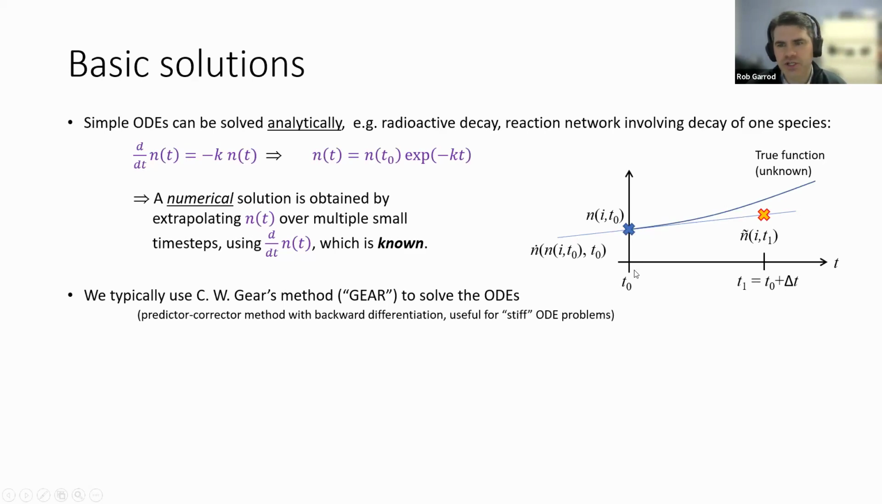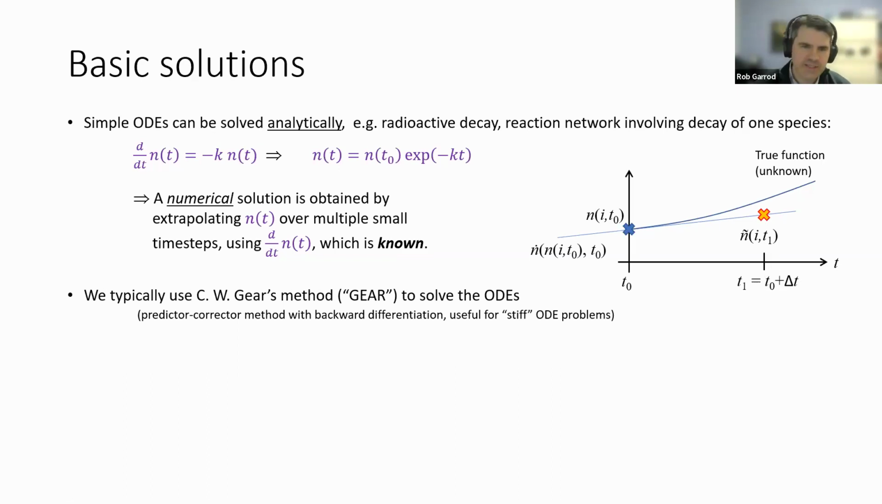But what you can see is you start off at some time t0. You know what the rate of change is. That's what this straight line is. It's just the slope. Okay, and we can extrapolate the new abundance at some new time t1, where we've got a time step of delta t. It turns out this simple Euler's method is actually not very effective for anything complicated.